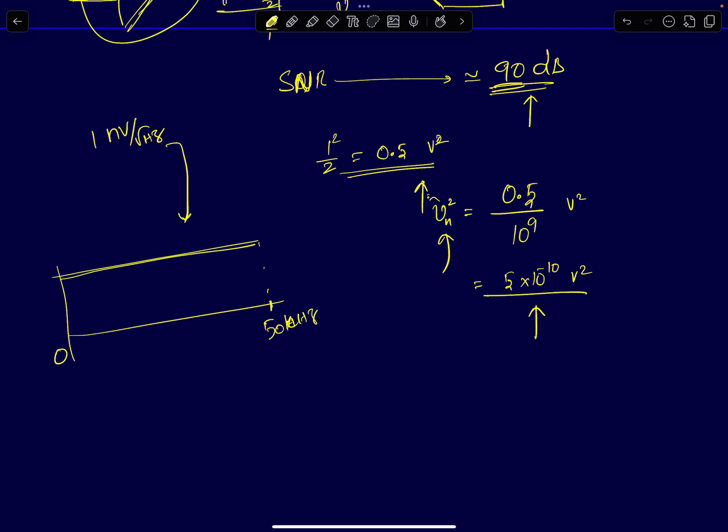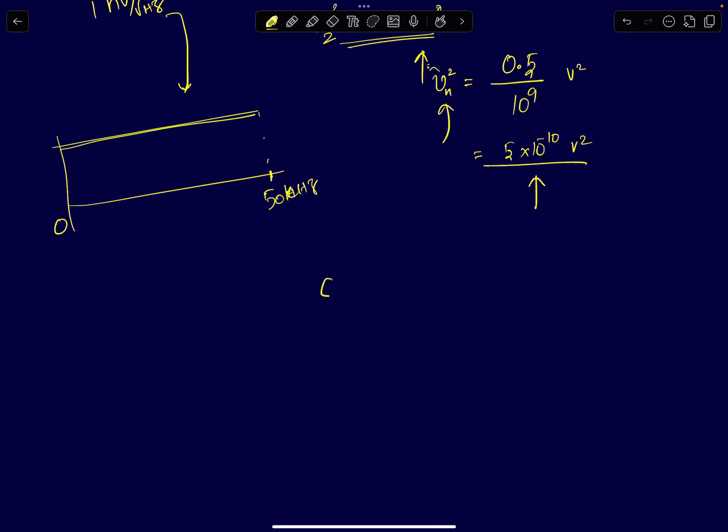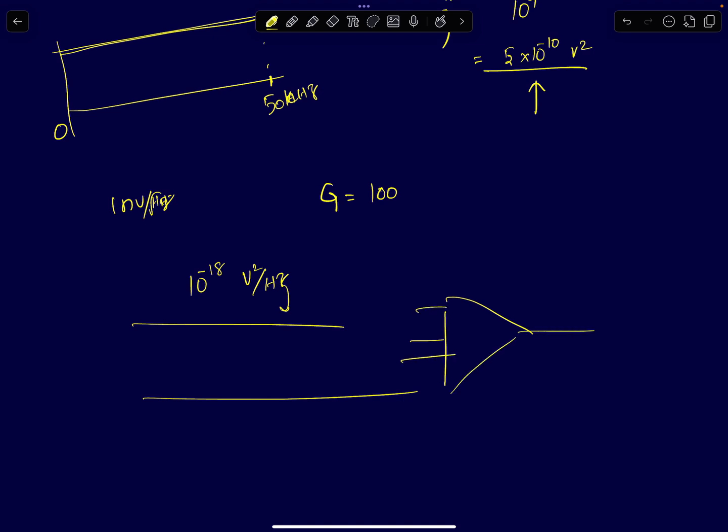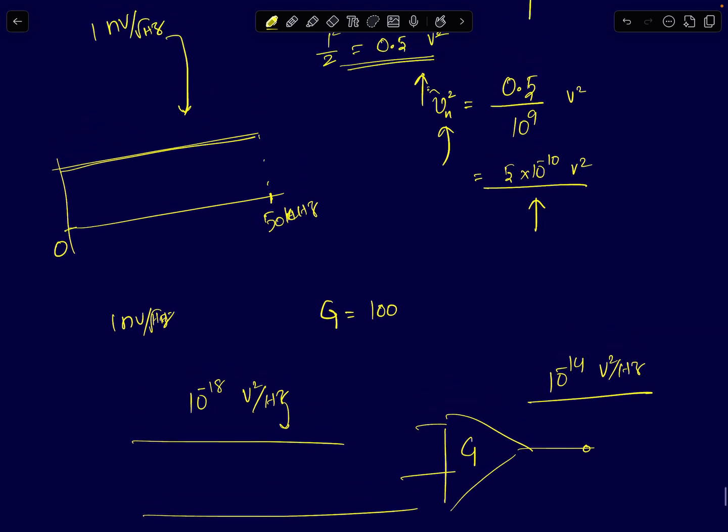This is the noise due to the op amp. Now remember, the instrumentation amplifier's gain happens to be 100. Since 1 nanovolt per root hertz is the input referred noise, I can write it as 10 power minus 18 volt square per hertz as the input referred noise spectral density. When this goes through the amplification G, it's a differential to single-ended amplifier, the output will be G square times 10 power minus 18. So it will be 10 power minus 14 volt square per hertz. That's the spectral density at the output. This will be spread from 0 till 50 kilohertz.